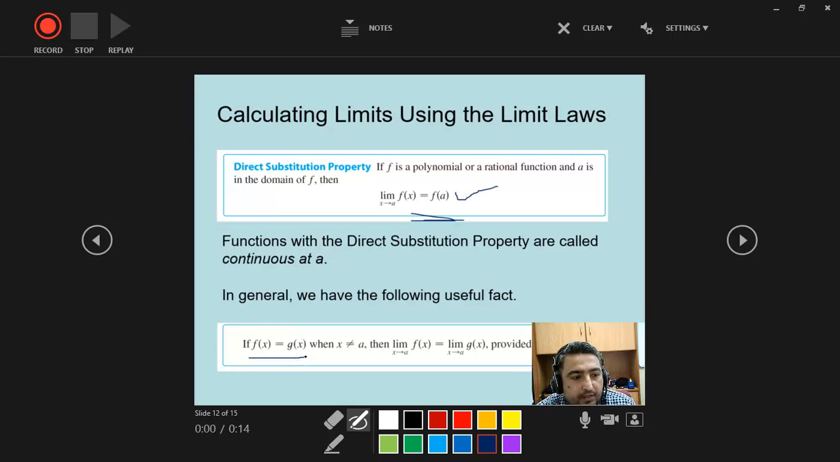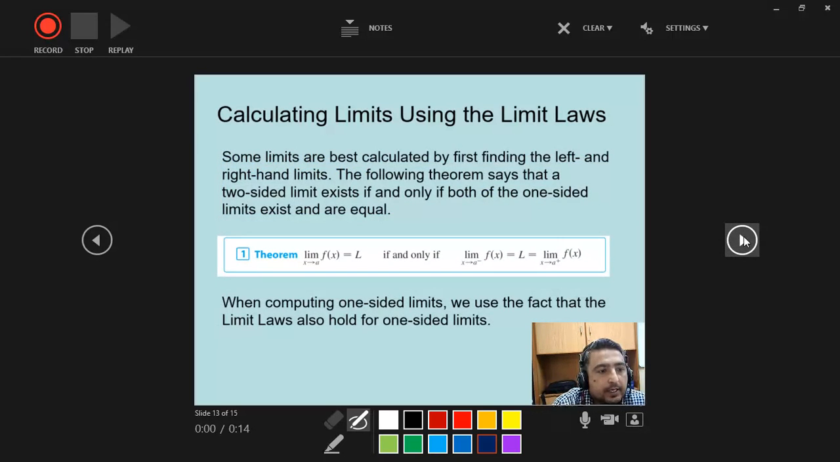Now, f of x and g of x when x is not equal to 0, provided, this is important. You need to remember this one. If functions are equal, then their limits are equal. Functions can be equal for every parameter if basically they are the same, or they are constant. So yeah, it's simple.